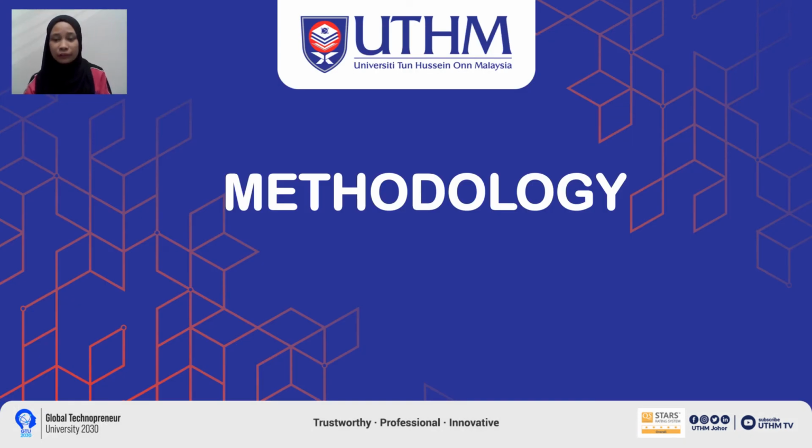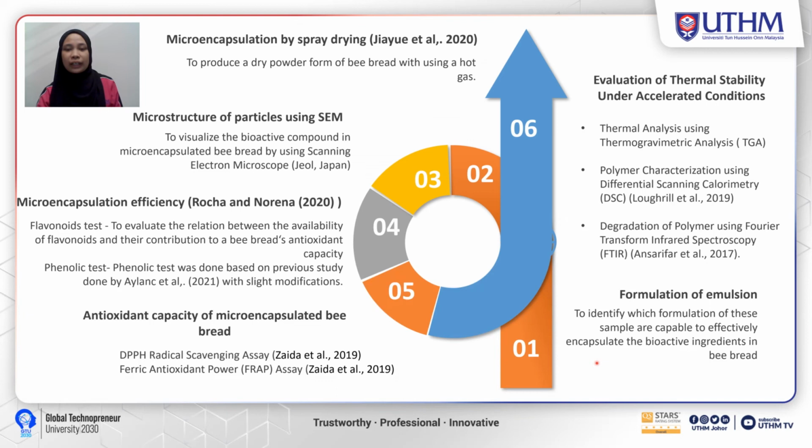This presentation will be continued with methodology. The bee bread bioactive compound will be encapsulated by using spray drying process. Before spray drying process can be done, the formulation of emulsion needs to be prepared first. There are 4 samples that need to be prepared. The first one is bee bread without any polymers, bee bread with chitosan in 1:1 ratio, bee bread with Arabic gum in 1:1 ratio, and bee bread with a mixture of both Arabic gum and chitosan. The formulation is done to identify which formulation of these samples is capable of effectively encapsulating the bioactive ingredient in bee bread.